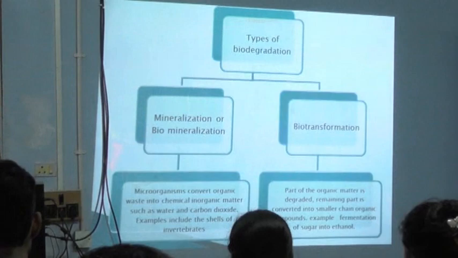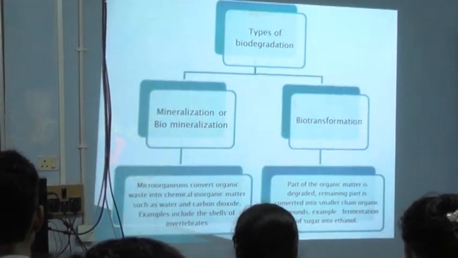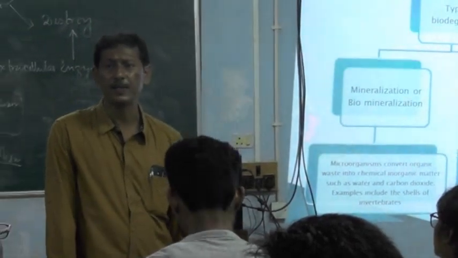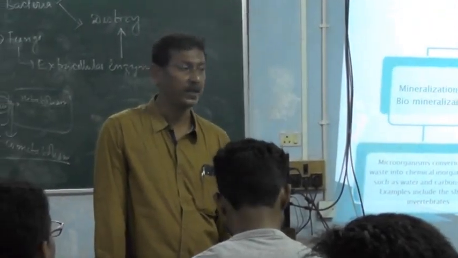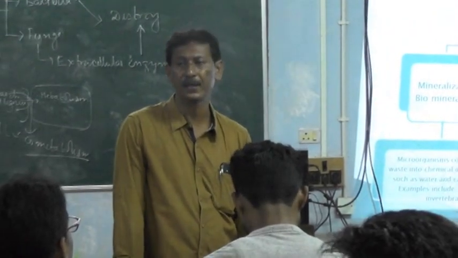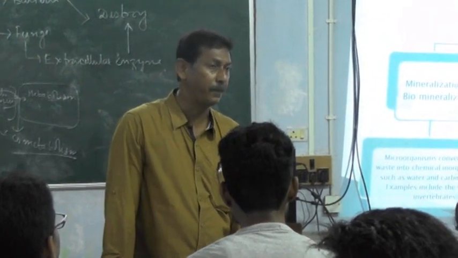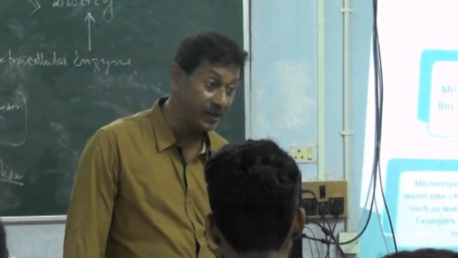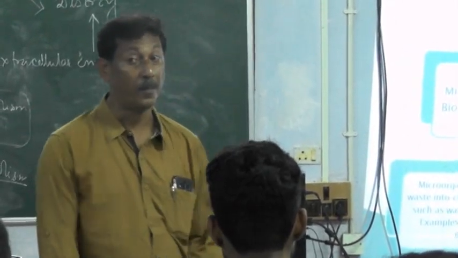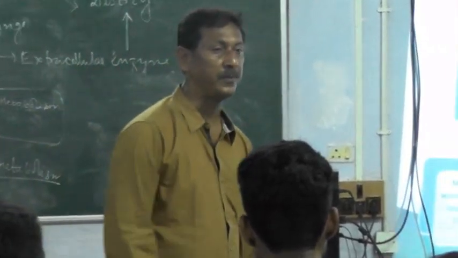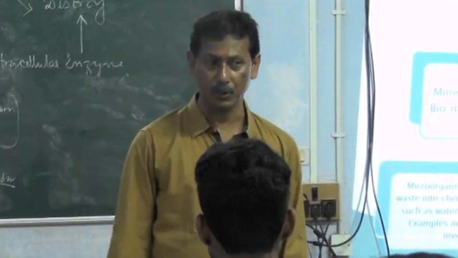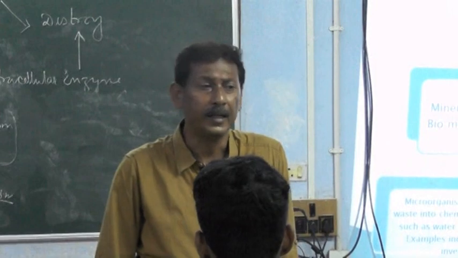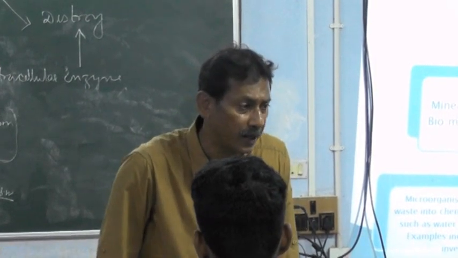Now, biodegradation is of two types. One is biomineralization, another is biotransformation. For example, you know from your previous class that yeast converts sugar into ethanol. That is known as biotransformation. But if anything ultimately returns to nature in the form of carbon dioxide and H2O, then it is known as biomineralization.